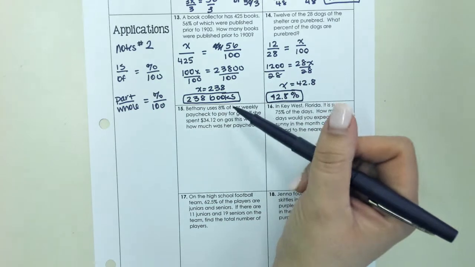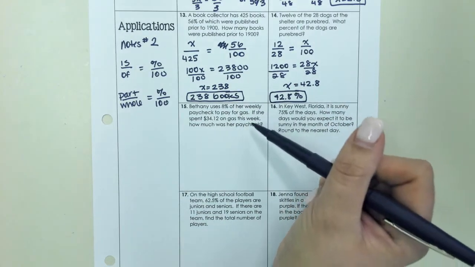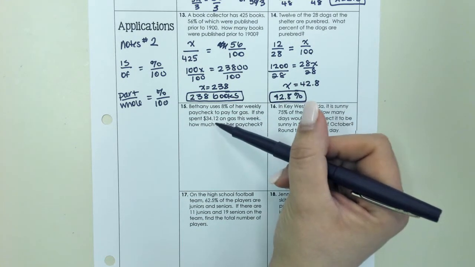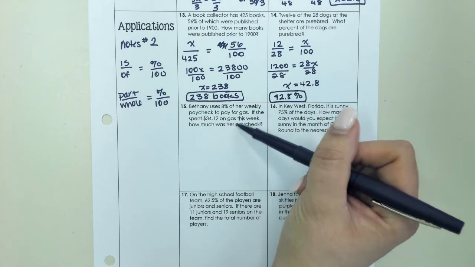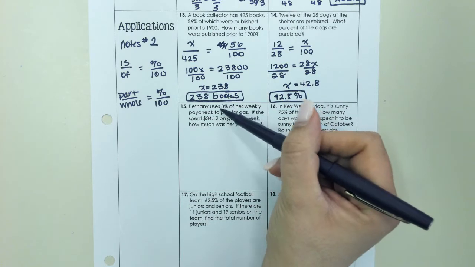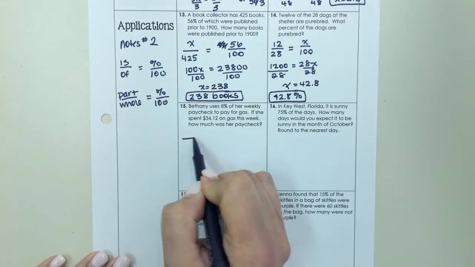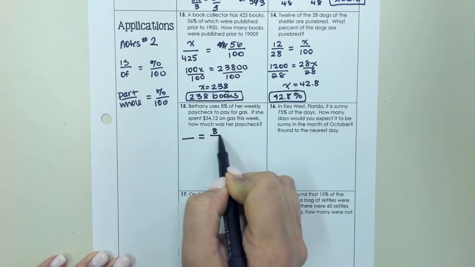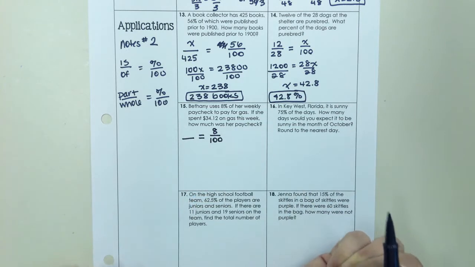Okay. Bethany uses 8% of her weekly paycheck to pay for gas. If she spent $34.12 on gas this week, how much was her paycheck? So we already know our percent, 8 over 100.